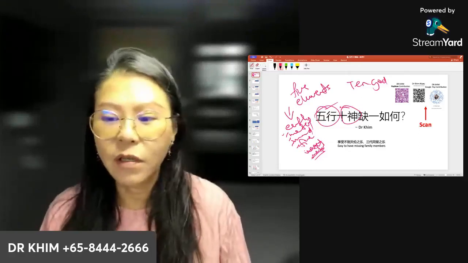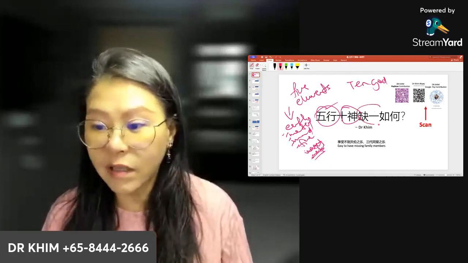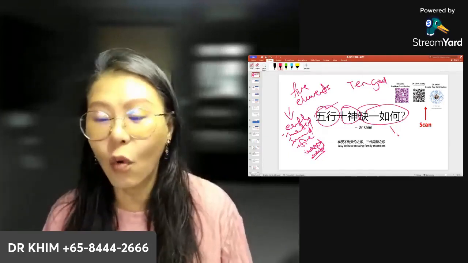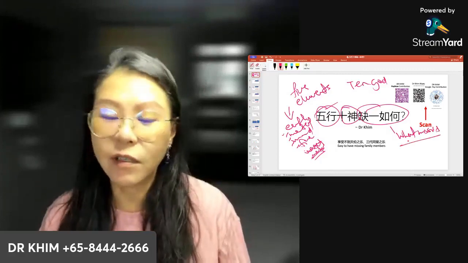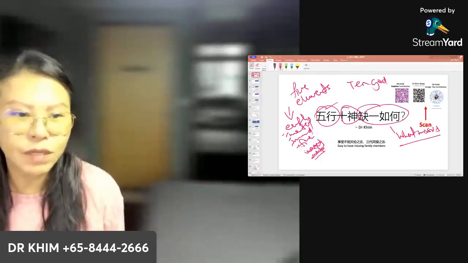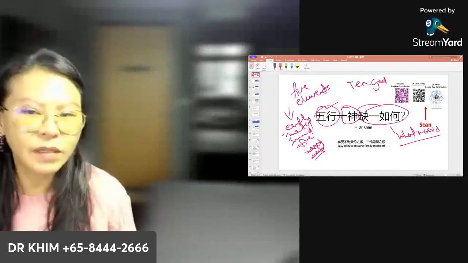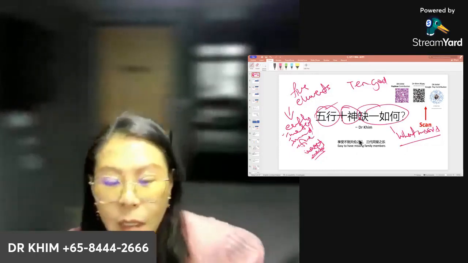Some of you say, my chart is missing this, missing that. Now, first things first, to learn about missing this or that, you must know what is called missing. What is the meaning of missing? First, get the concept right. Is it really missing, or is it not missing? It's just that you don't know how to read, you read it wrongly.